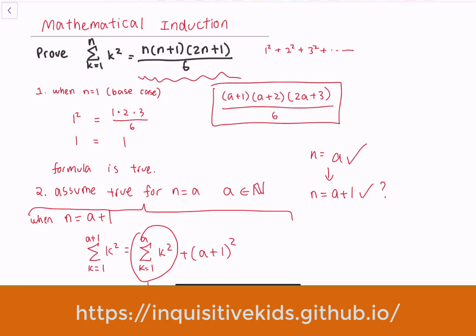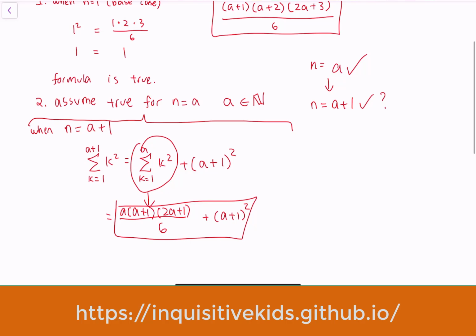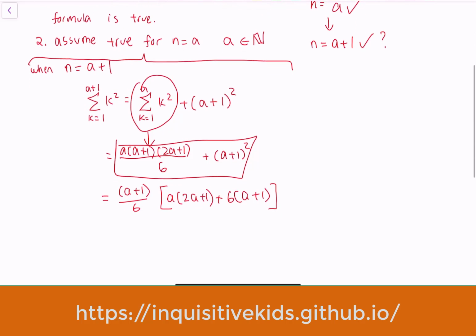Well, first we have to factor out a 1/6 and an a plus 1. So look, we can factor out a plus 1 from both of these terms. And we can also factor out a 1/6. So after that, we will be left with a times 2a plus 1. And in our second term, we're left with 6 times a plus 1. And now we're going to continue to factor, a plus 1 over 6.